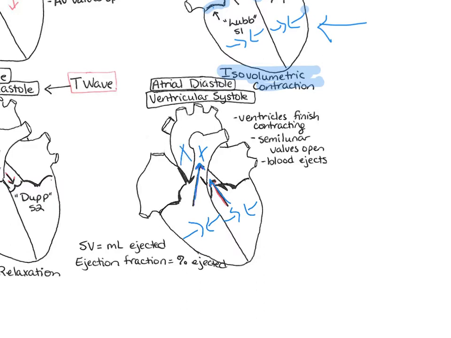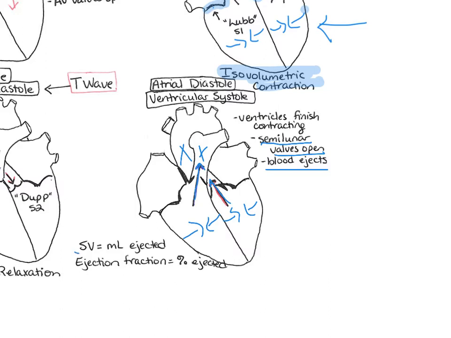So blood gets pushed into those two ventricles, and now blood is leaving. So in this second phase of ventricular systole, the semilunar valves open and blood ejects. All right?